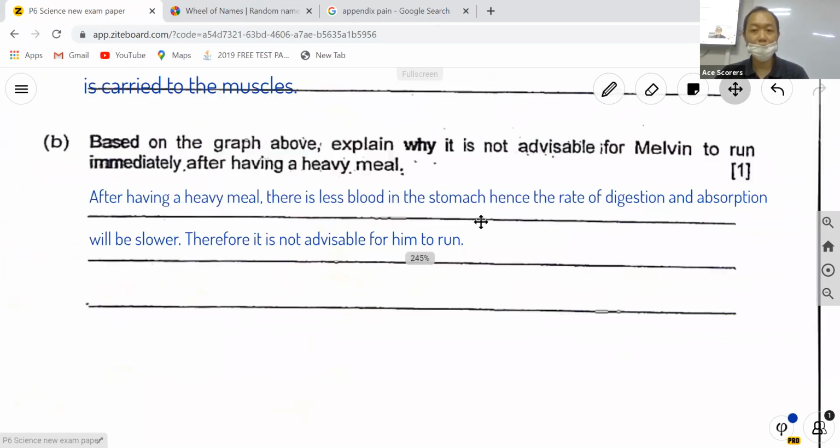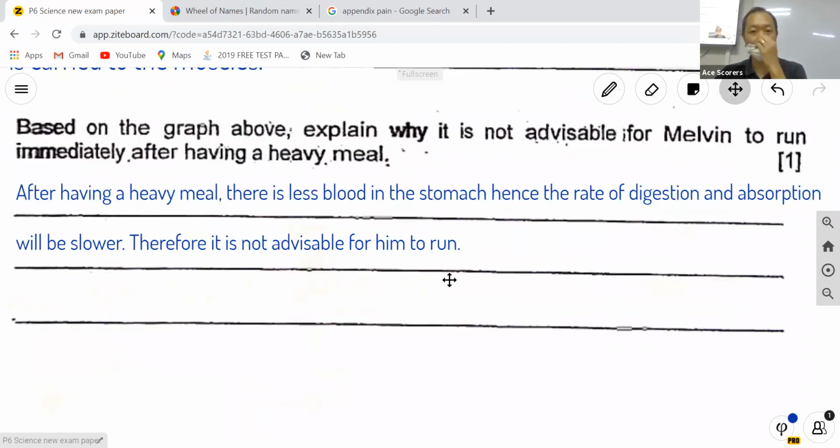Right. So it's about the rate of digestion and absorption, because for the digestive system to carry out its function, it needs blood, right? It's just like muscle. You want the muscle to work, it needs blood. You want your digestive system to work, it needs blood. You want your brain to work, you need blood, right? A lot of my secondary school students always say that the brain is not working. I say, the only time your brain is not working is when you don't have blood flow.